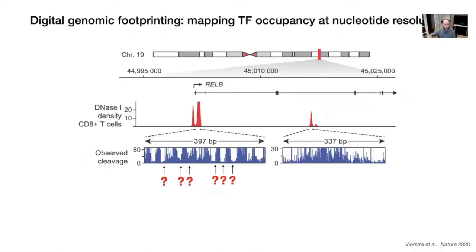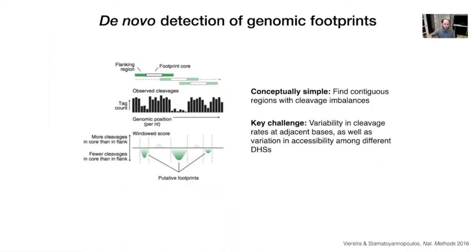So in order to truly fulfill the potential of DNase-1 footprinting as a method for the de novo genome-wide detection of transcription factor occupancy, we want to do this in a manner that doesn't require any prior knowledge of putative binding sites, only examining the cleavage profiles of DNase-1 themselves. Now, the trick here is to use an algorithm to identify footprints in the data itself. To do this is very conceptually simple. We're just going to find contiguous regions of the genome with cleavage imbalances.